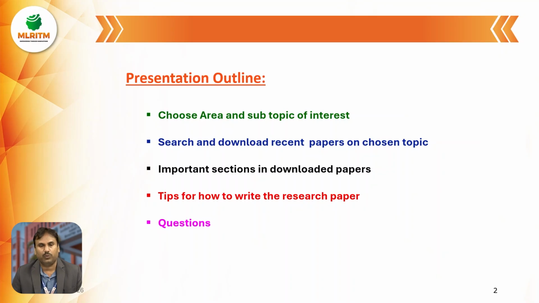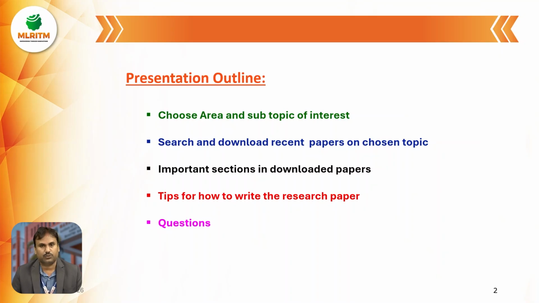Choose an area: how to choose an area of research, and what are the subtopics of that area. How to search and download recent papers on the chosen topic, the important sections in downloaded papers, tips for how to write the research paper, and questions. So from this presentation outline, a new beginner who would like to start research and publish a paper has to start this procedure.